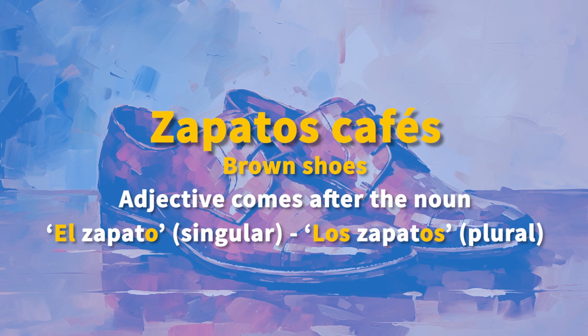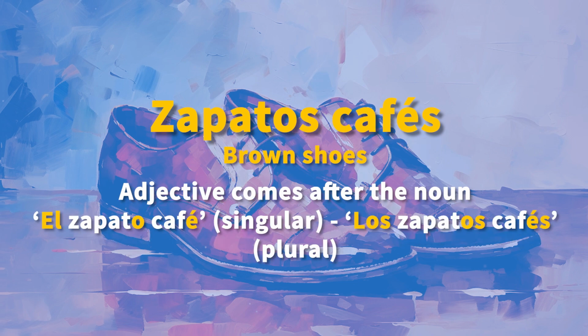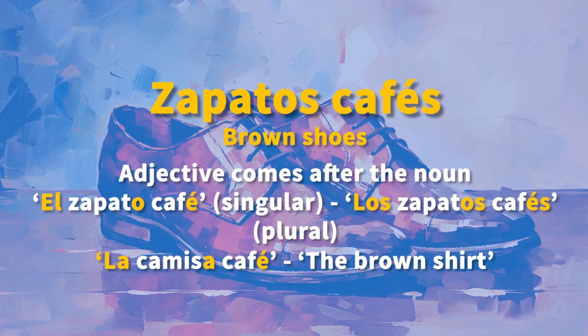Since zapatos ends in os, we know that it's a masculine plural noun, and the singular is el zapato. So, since the adjective must agree in number and gender, the complete singular form would be el zapato café. Adjectives like café that don't end with either an O or an A have the same form for both feminine and masculine. So you could also say la camisa café, which means the brown shirt.